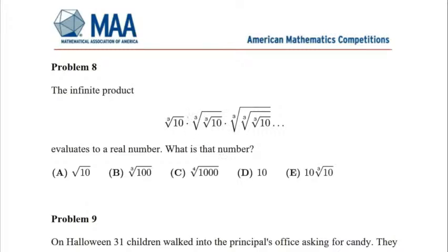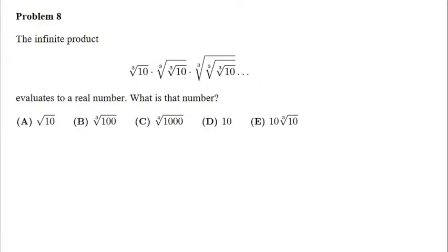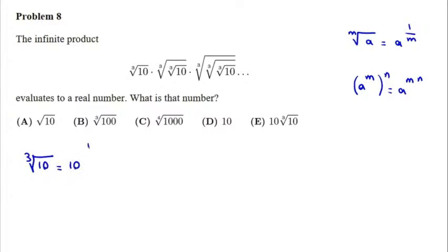So if I want to calculate the cube root of 10, let me tell you 2 things. If you have the m-th root of a, it will be a to the power of 1 over m. And if you have a to the power of m to the power of n, by the power rule it will be a to the power of mn. So when I want to calculate the cube root of 10, I write it as 10 to the power of 1 over 3.